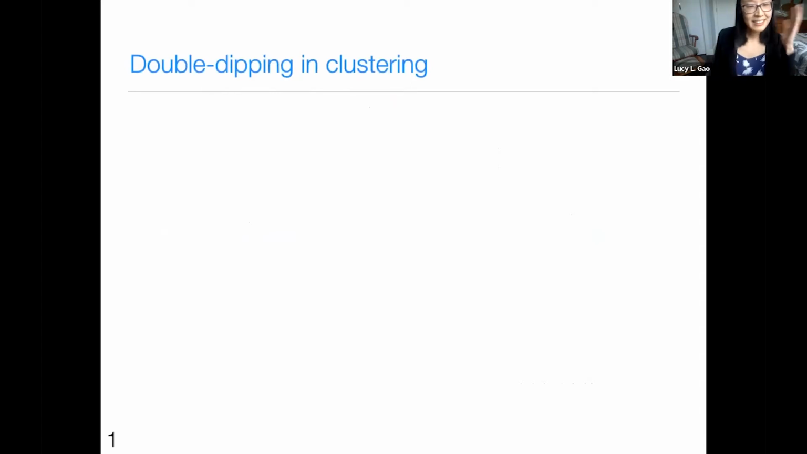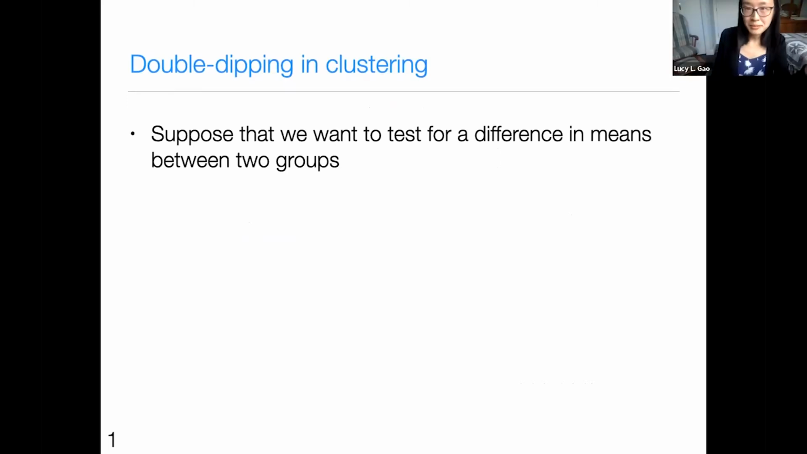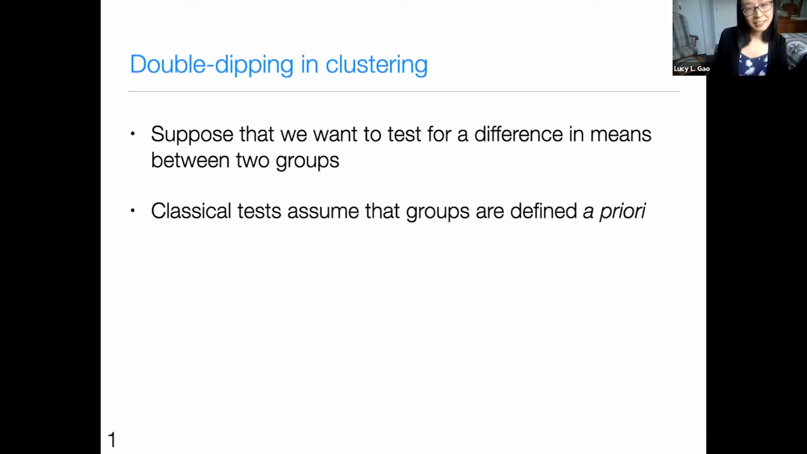All right, let's set the stage. Let's say that we want to test for a difference in means between two groups. This is a very classical statistical problem, of course. We start teaching methods for this purpose as early as Stats 101, the first statistics class that you take. Of course, there's an important caveat to these methods: we have to define these groups before we look at our data.